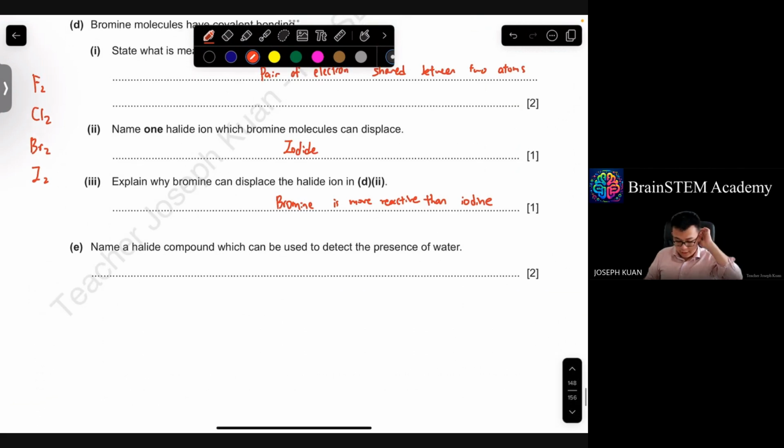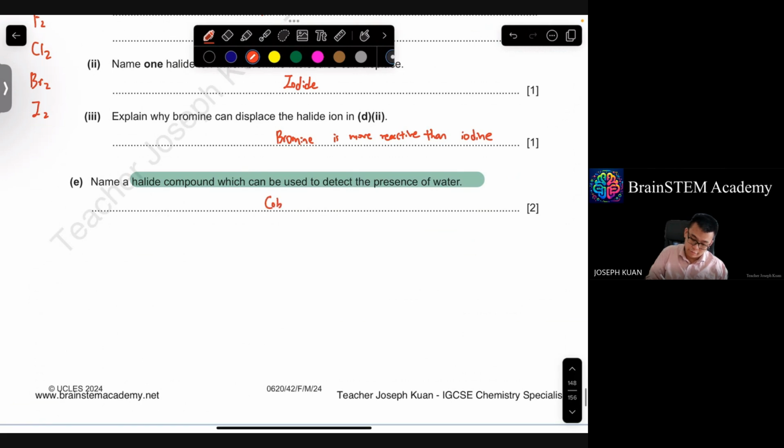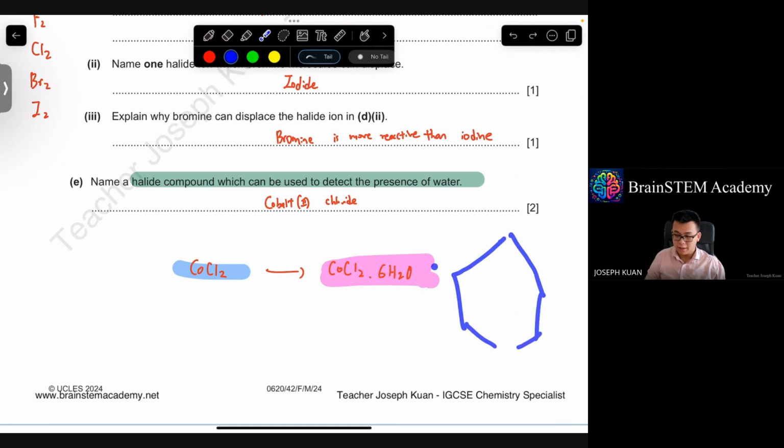Okay, name the compound that can be used to detect the presence of water. It is actually cobalt-2 chloride. Cobalt-2 chloride, the anhydrous form, is a blue chemical. All right, the anhydrous form is blue. It can be hydrated to form a pink solid, the hydrated form, which contains water of crystallization, 6 of them for each cobalt-2 chloride in the hydrated crystal, and it's pink in color.